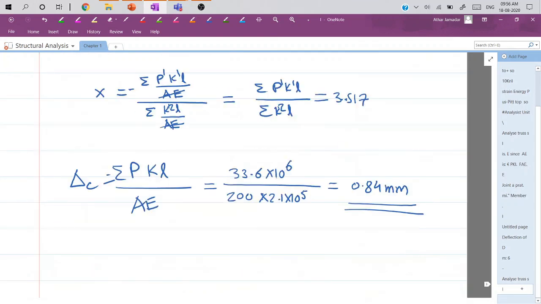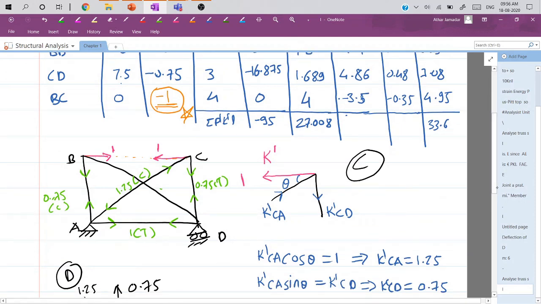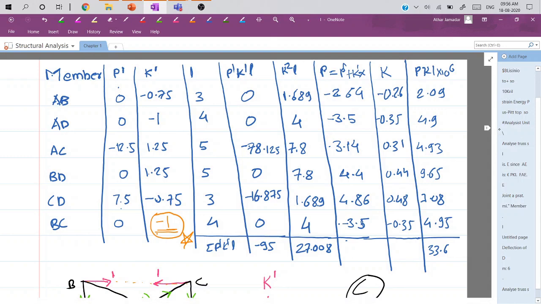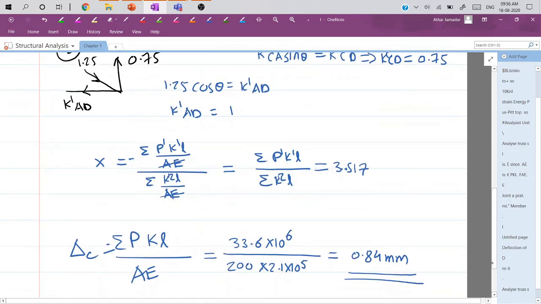After that we have applied unit load in the location of the removed member, same in magnitude and same in direction at both the ends. Once again we have analyzed this entire truss and we have now given the member forces as K dash. So in this table we have written down all the values of P dash and K dash, and we have seen the formula for X: X is equal to minus summation of P dash K dash L divided by AE, whole divided by summation of K dash square L divided by AE.